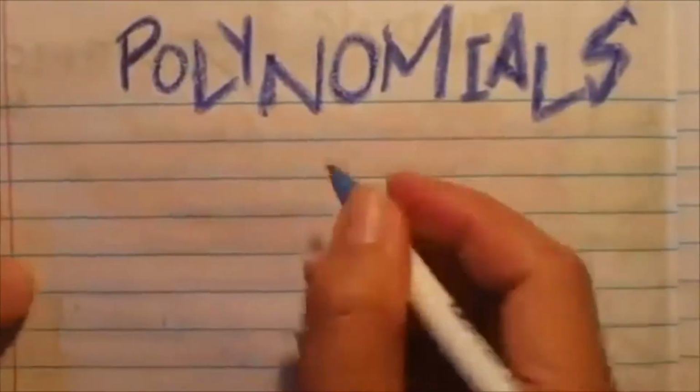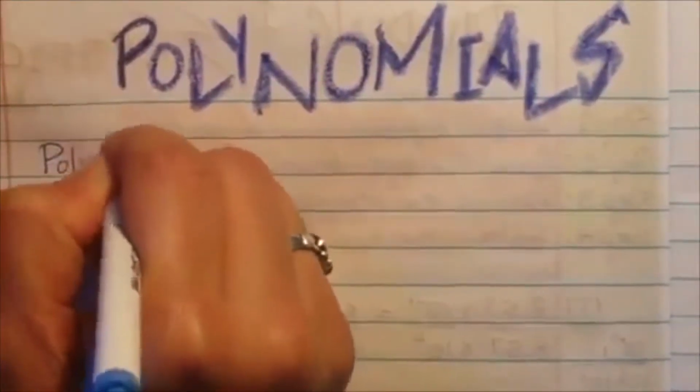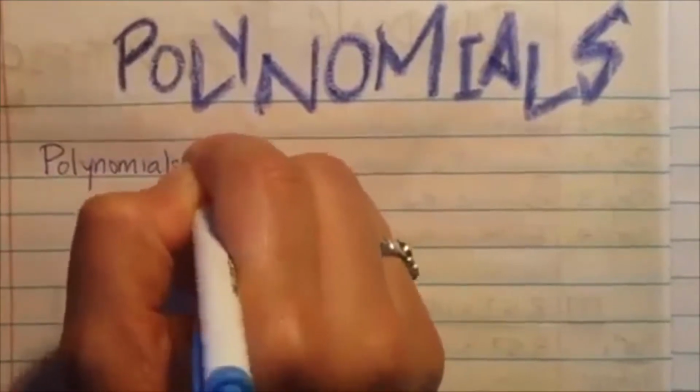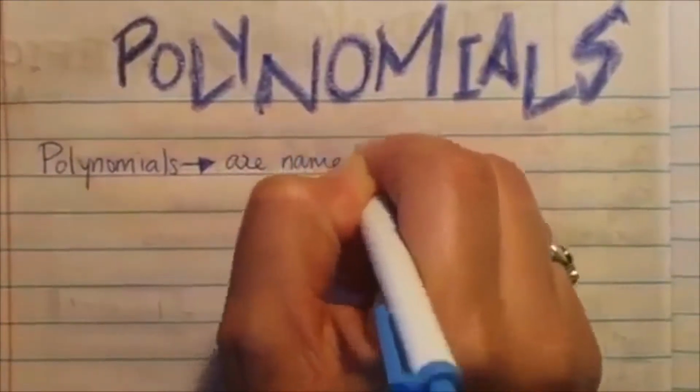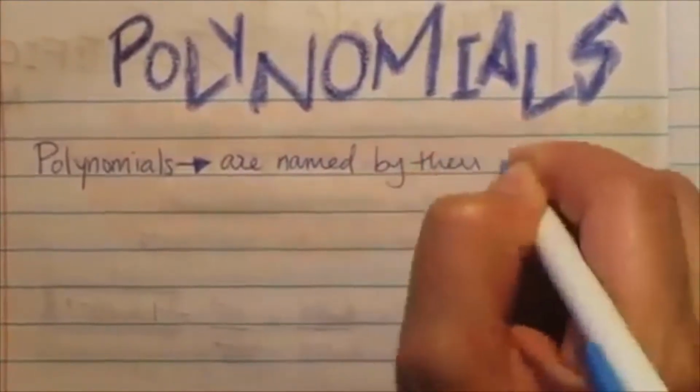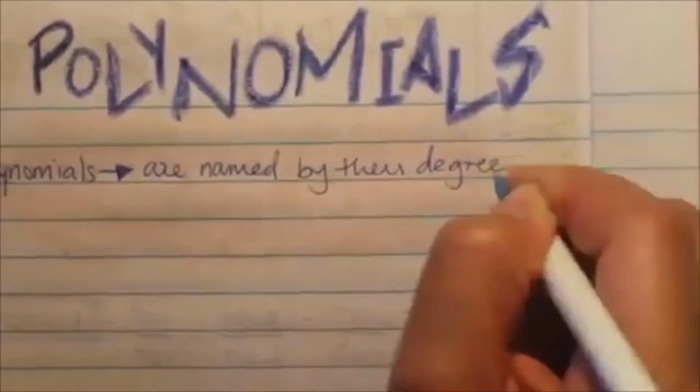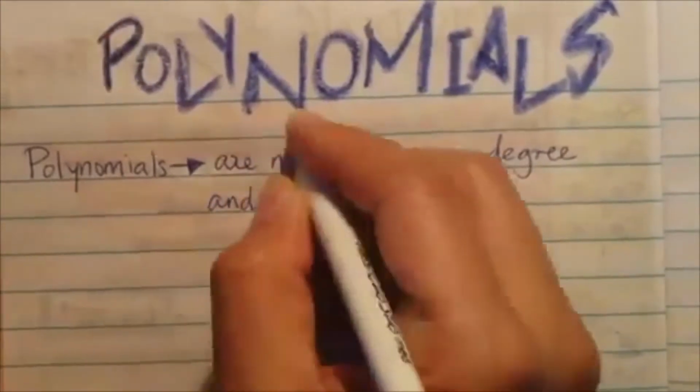to what a polynomial is. So you've actually seen this before, you just may not have known that it was called a polynomial. Polynomials are named by their degree and the number of terms that they have.